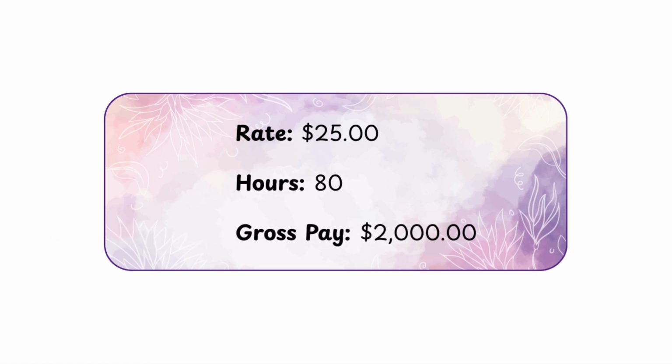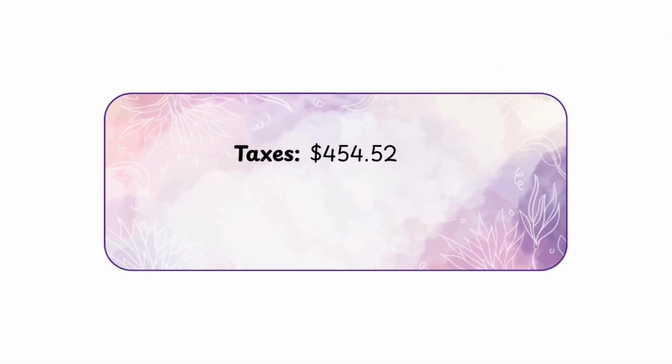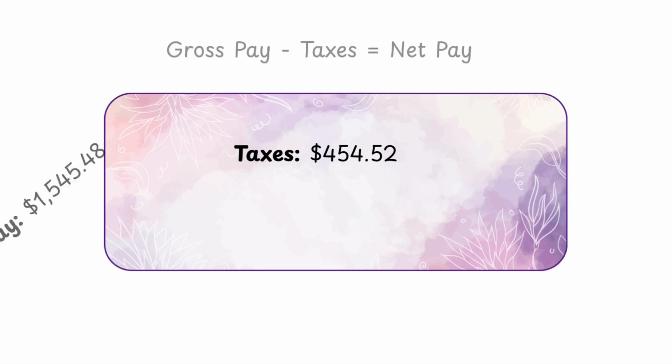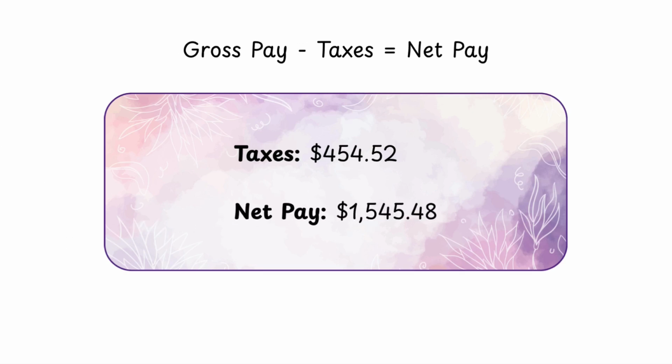In this example, the employee earns $25 per hour and works 80 hours in a 2-week period. Her gross pay is $2,000. Taxes are the amount withheld from her paycheck, which is $454.52, so her net pay is gross pay minus taxes, which is $1,545.48. Let's take a look at the payroll journal for a more detailed look.